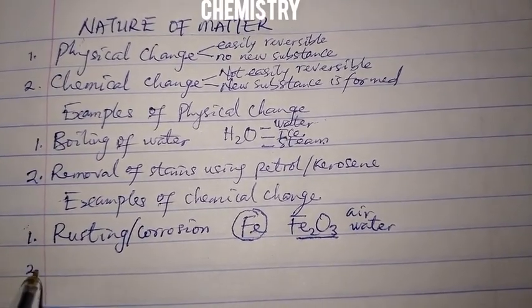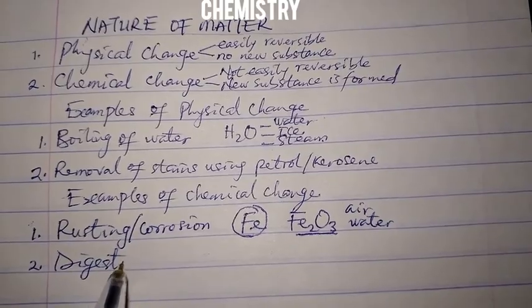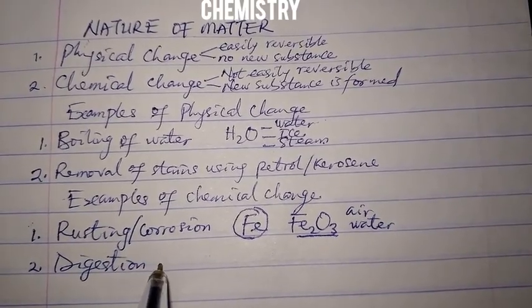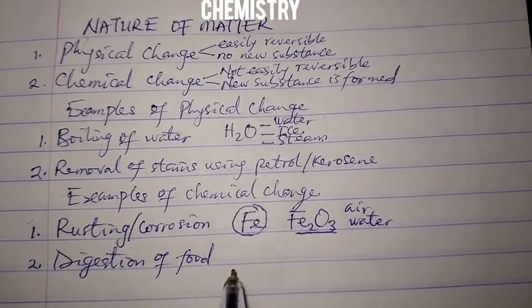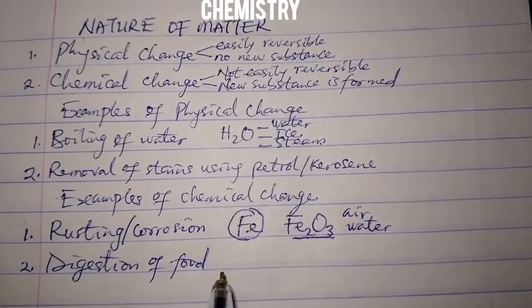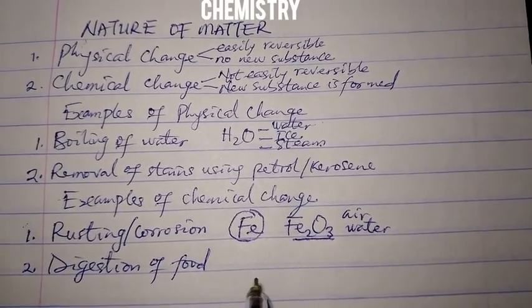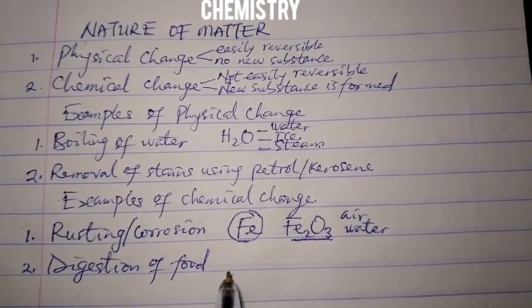Then number two, let's say digestion of food. Digestion of food, the enzymatic digestion of food, right? When you take in carbohydrate, your starch, for instance, from rice or other food substances, you are going to have glucose as the end product.